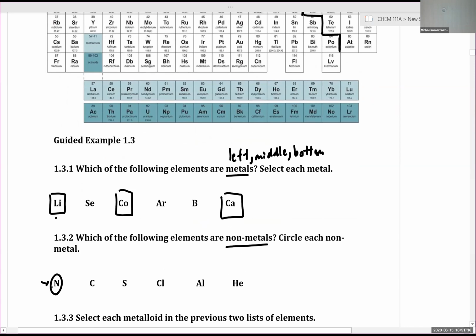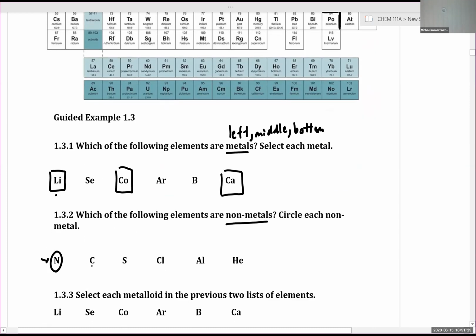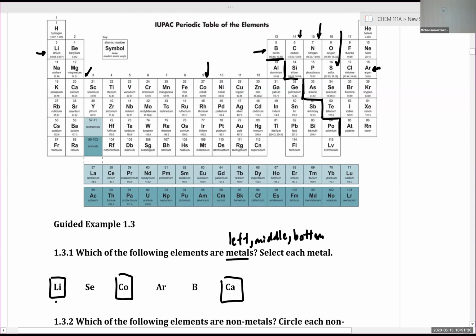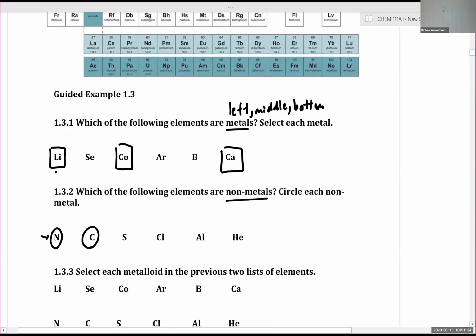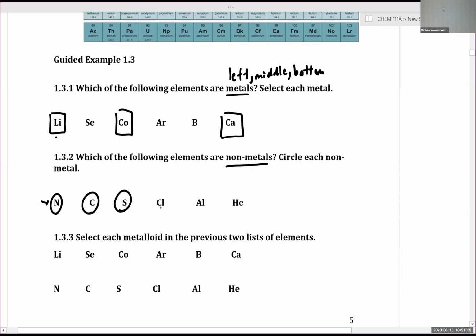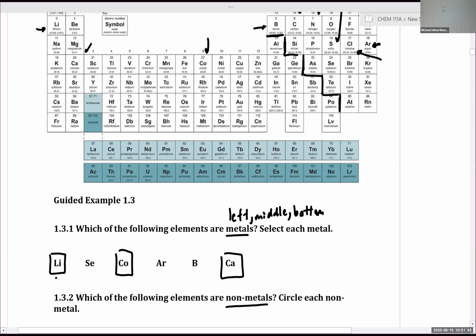Carbon's a bit of a freebie. If we go and find carbon, is carbon a nonmetal? Yep, so we'll circle carbon. Sulfur, is sulfur a nonmetal? Yeah, it looks clearly in the non-metal domain. Chlorine, let's look at chlorine, Cl. Is chlorine a non-metal? A lot of yes responses, yeah.